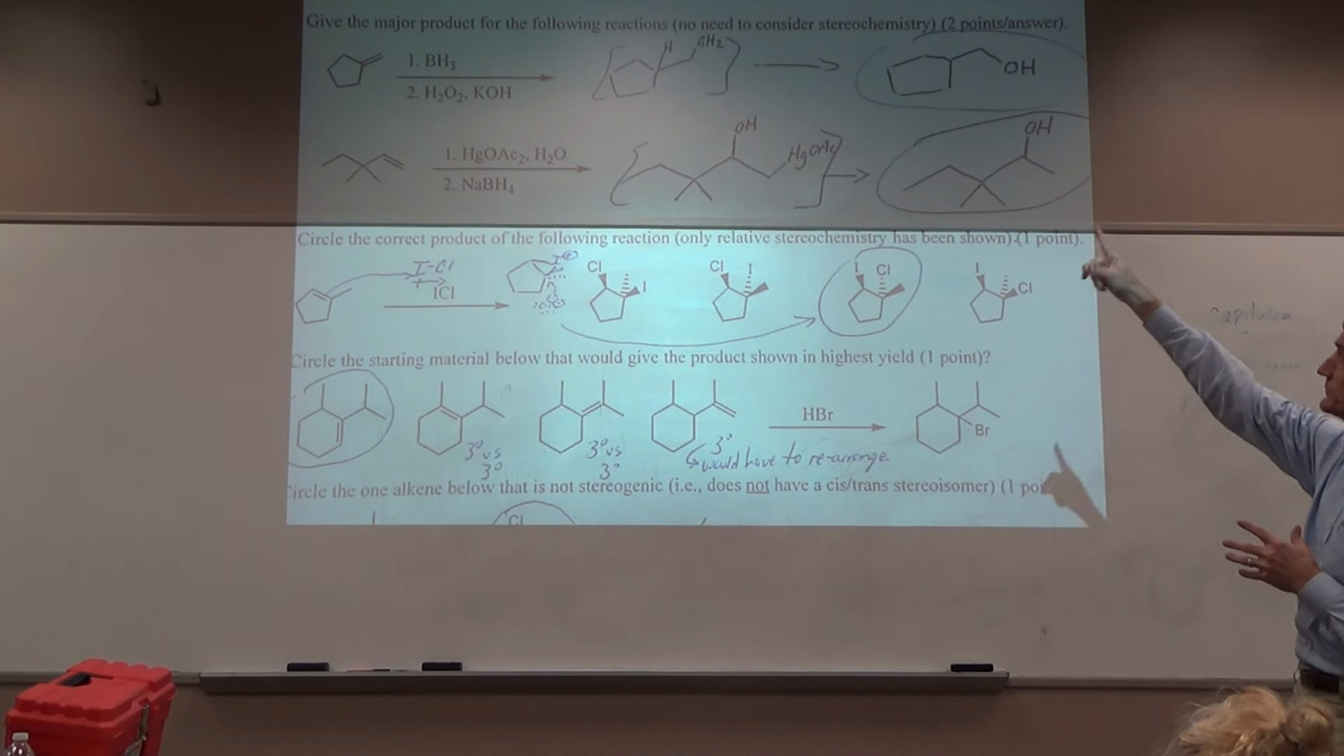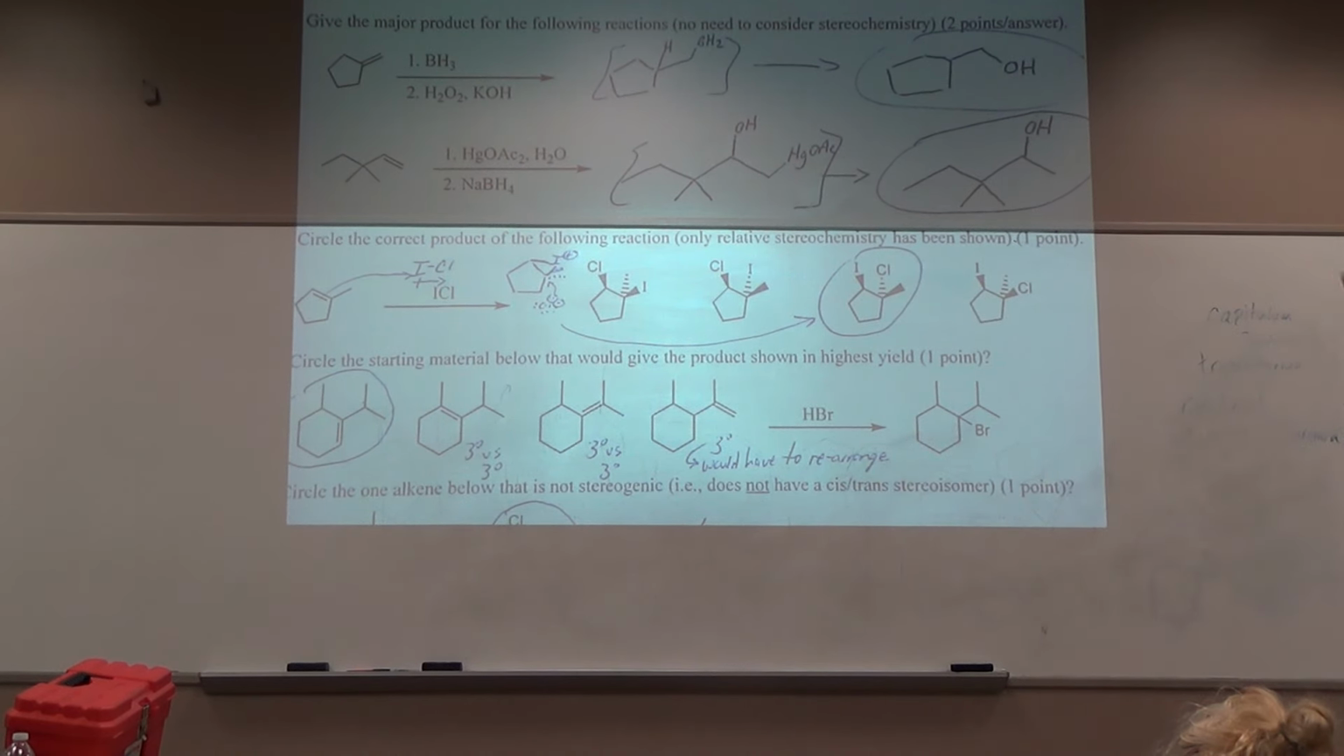And I know the magic step replaces the boron with an OH. And there's your final product. 5-member ring CH2OH. How we do? Good.